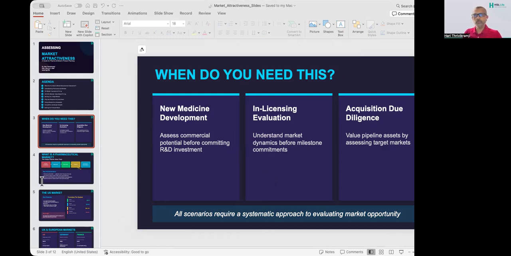But there are other situations too. You might be looking at in-licensing a medicine from another company. Before you commit to those upfront payments, milestone payments and royalty streams, you need to understand what the market looks like. Or it could be part of acquisition due diligence, where your company is considering buying another biotech or a smaller company, and you need to assess the value of their pipeline. And that means understanding the markets in which those pipeline products are going to be launched.